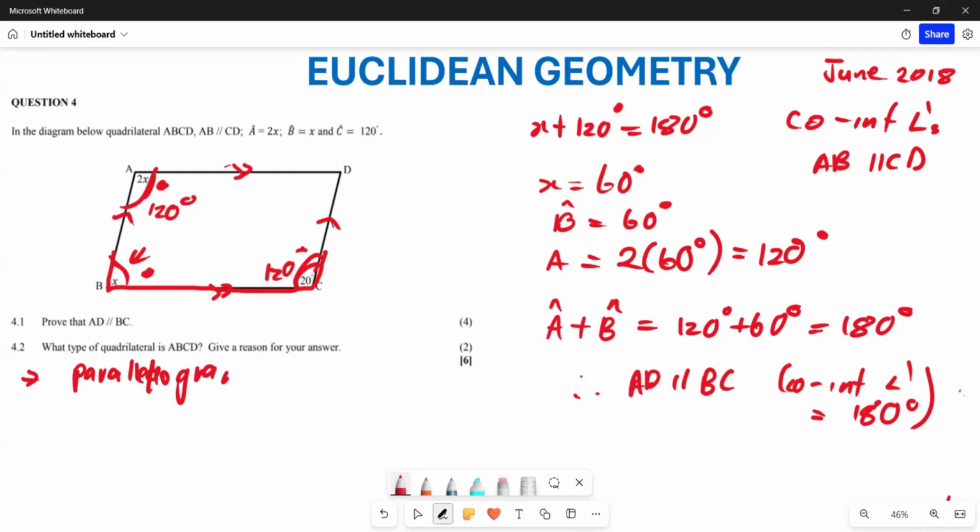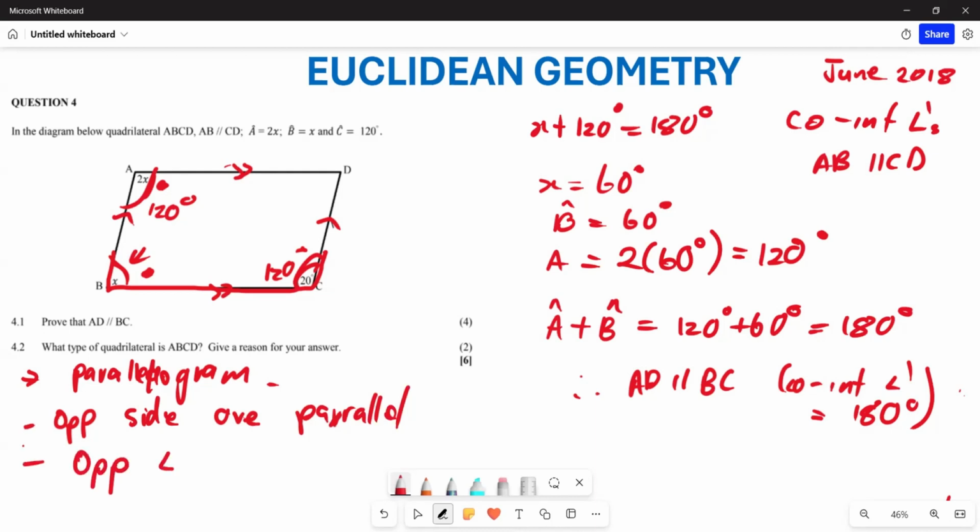Why is this going to be your parallelogram? Because look, your opposite sides are parallel, and also your opposite angles are equal. So that is going to be some of the reasons that make this particular shape your parallelogram.